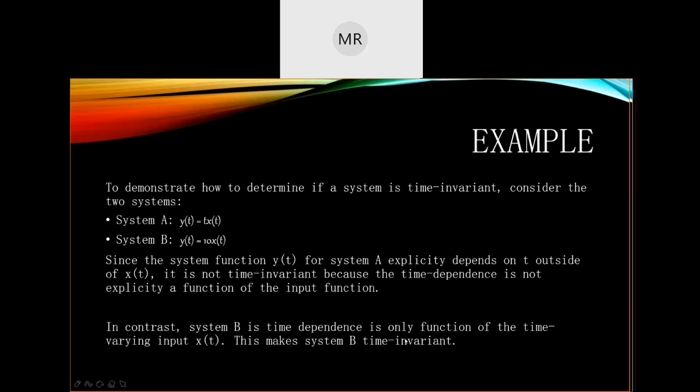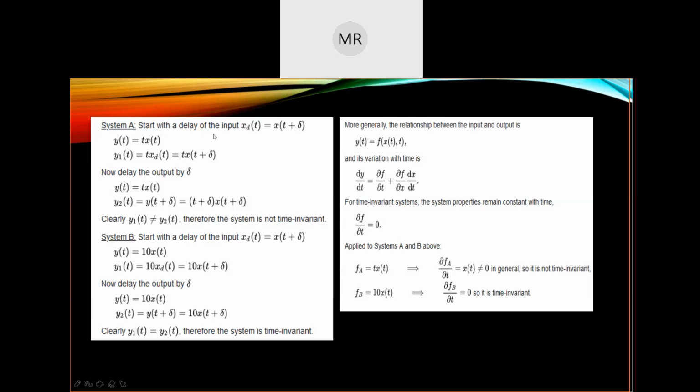Okay, for this example from the past slide, for system A, we will start with a delay of the input. It is x_d(t) = x(t + d). That symbol d is the delay. The example given was y(t) = t x(t). So for t x(t), we must substitute the delay of the input. We use another variable, y1(t) = t x_d(t) = t x(t + d).